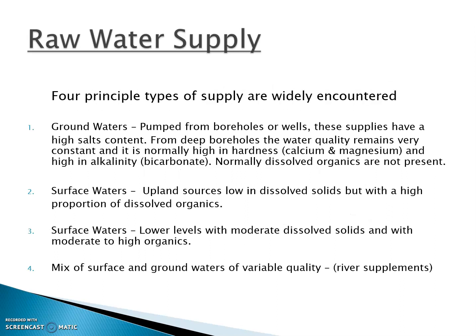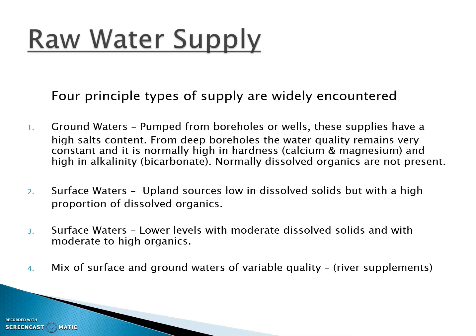Four principal types of supply are widely encountered. Number 1. Groundwaters. Pumped from borewells or wells, these supplies have a high salt content. From deep borewells, the water quality remains very constant and it is normally high in hardness, particularly calcium and magnesium ions, and high in alkalinity, that is due to the presence of bicarbonate ions. Normally, dissolved organics are not present.